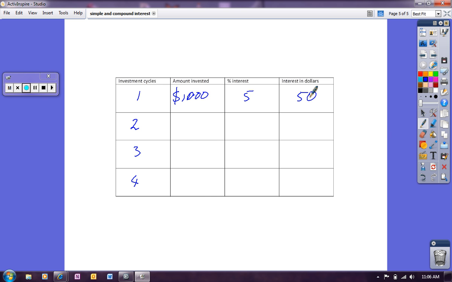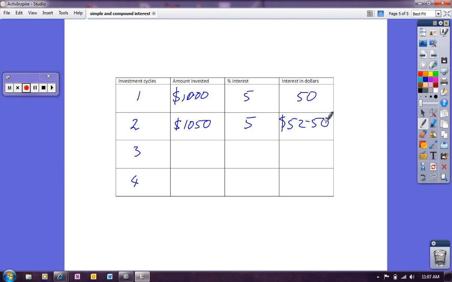And that actually then gets added in to my amount invested for the second investment cycle. So this now becomes $1,050. Invested again for another year at 5% interest, which means that the interest which I'm going to have at the end of my second year is $52.50. So it's actually $2.50 more than the previous year.